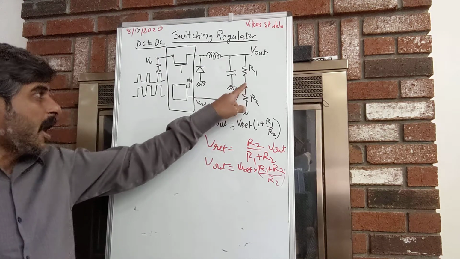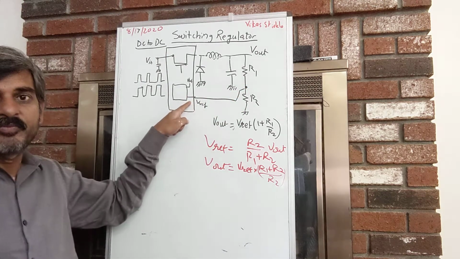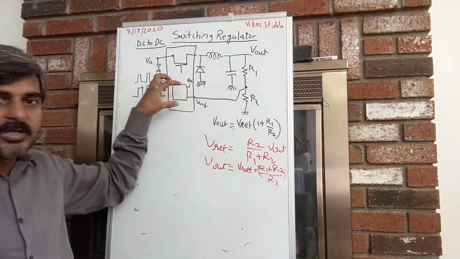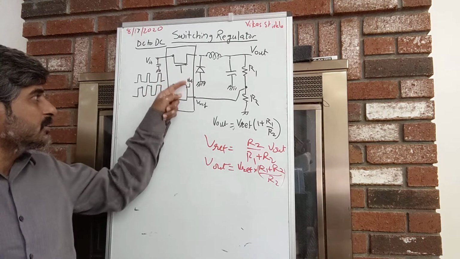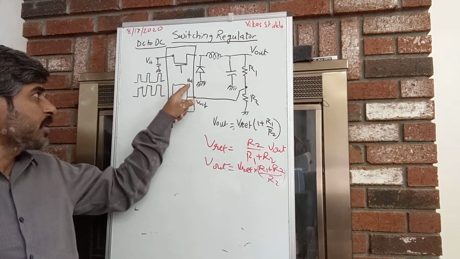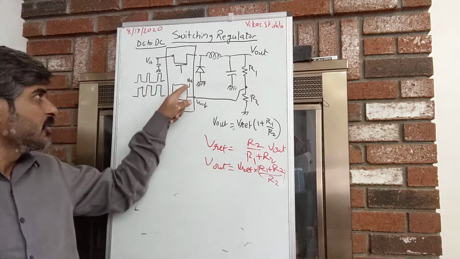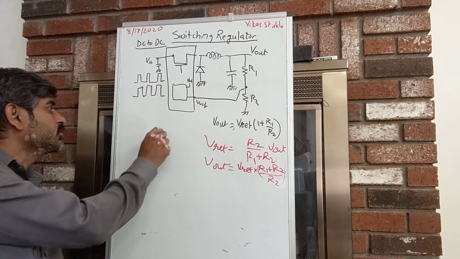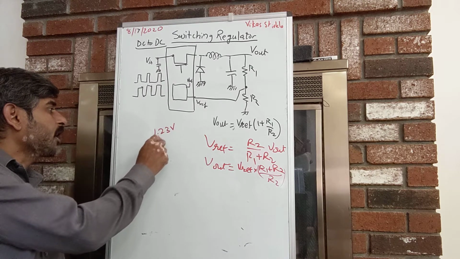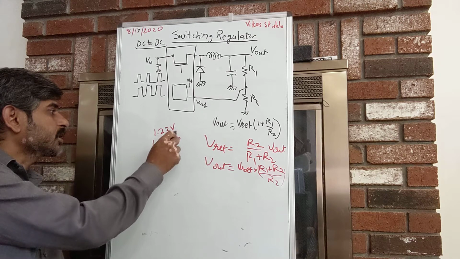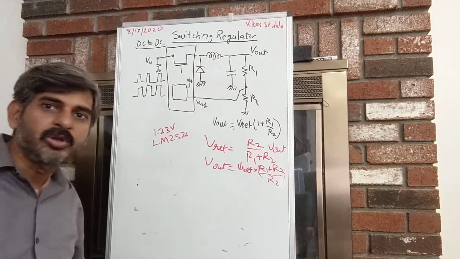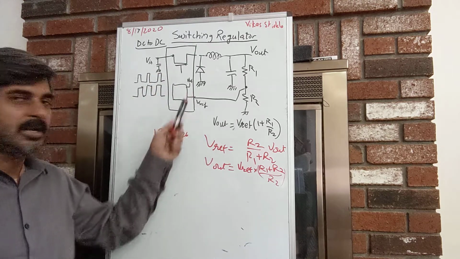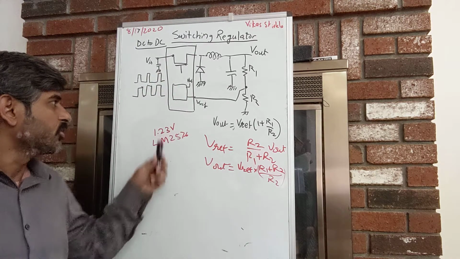Now this feedback voltage goes to an internal comparator circuit, and this comparator compares this voltage with an internal reference voltage Vref, which is typically, let's say, 1.23 volts. For example, the LM2576 IC has 1.23 volts. There are other chips that have this at higher or lower than 1.23 volts.